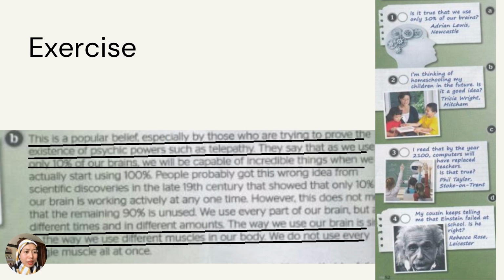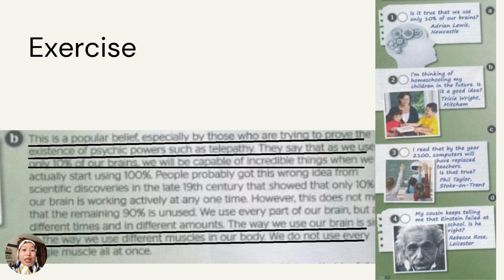Moving on to the second bit, which is B, I also underline the first few sentences and also the last two sentences from the last bit. "This is a popular belief, especially by those who are trying to prove the existence of psychic powers such as telepathy. They say that as we use only 10% of our brains, we will be capable of incredible things when we actually..." So here we have telepathy, psychic power, and brain. We still do not know what it is about. Then we jump to the last few sentences. "The way we use our brain is like how we use different muscles in our body. We do not use every muscle all at once."